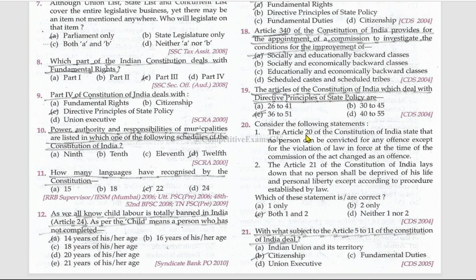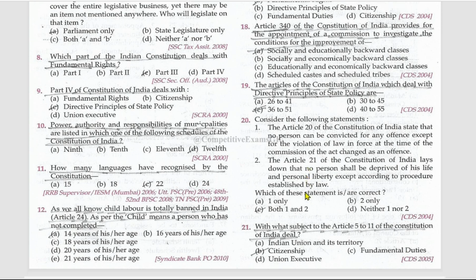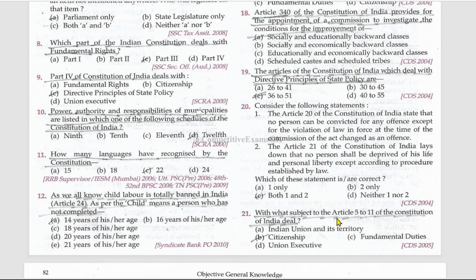Consider the following statements. Article 20 of the Constitution of India states that no person can be convicted for any offence except for the violation of law in force at the time of the commission of the act charged as an offence. This is true. Article 21 lays down that no person shall be deprived of his life and personal liberty except according to the procedure established by law. This is also true. Articles 5 to 11 of the Constitution of India deal with citizenship.